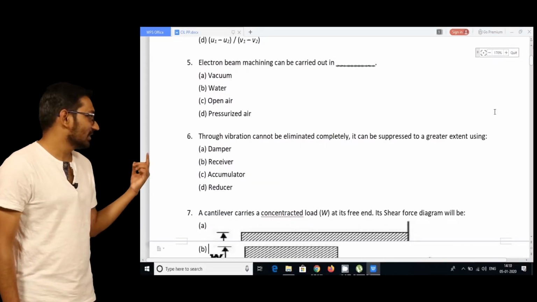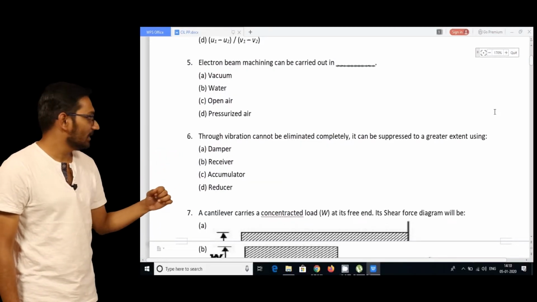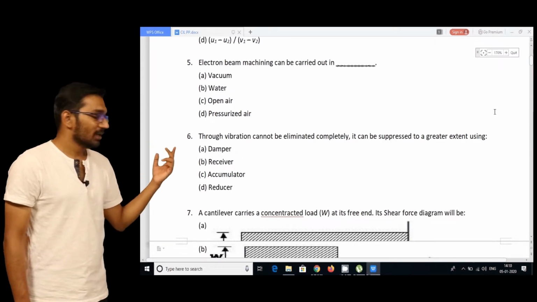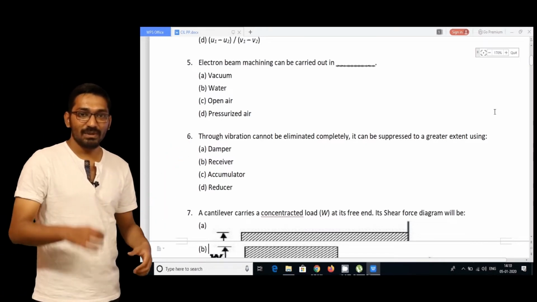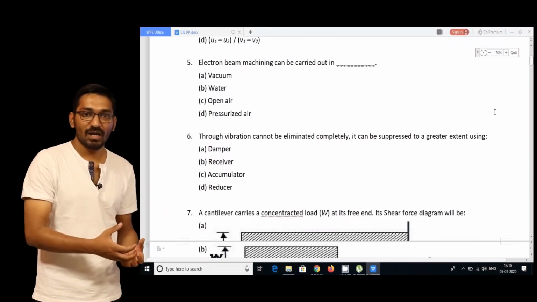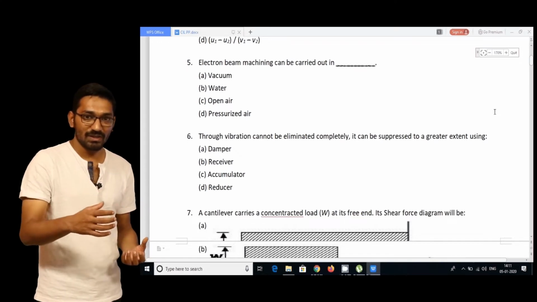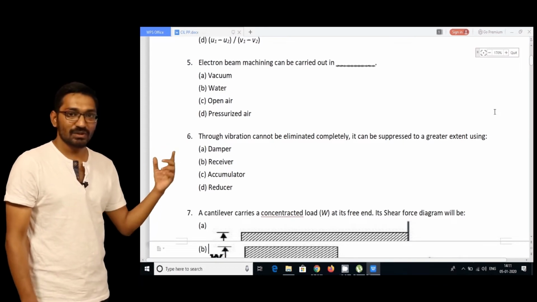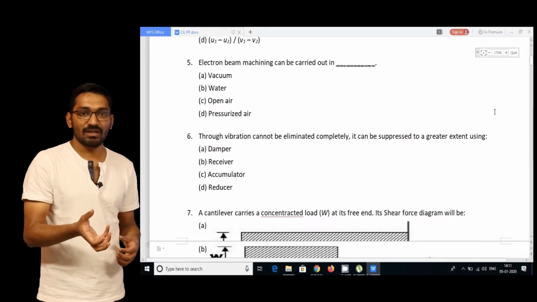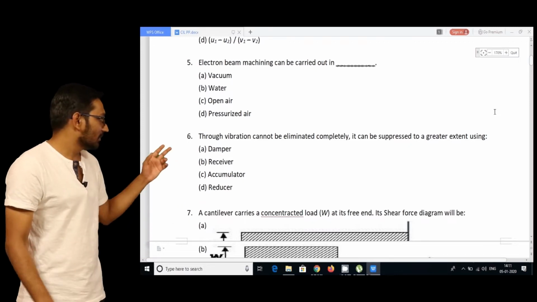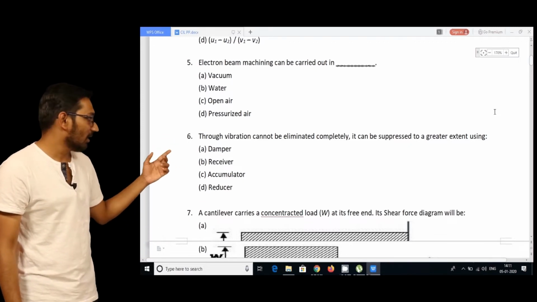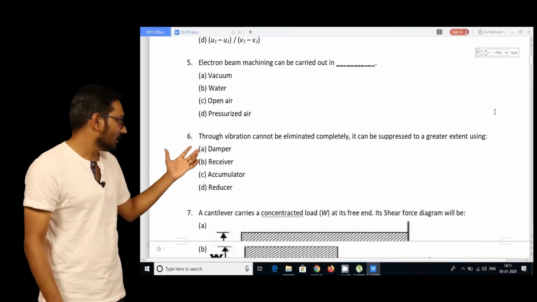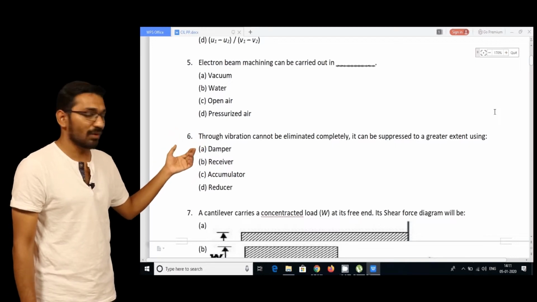The next question is, electron beam machining can be carried out in. The options are vacuum, water, open air and pressurized air. In electron beam machining, we are using a beam of electrons to do the machining, to remove the material on the workpiece or to make some contour on the workpiece. So for that we need the vacuum, so that the charge of that electron will not reduce, and for that your vacuum is needed, no air or water. If you use the water, then water will reduce the energy of the electron.